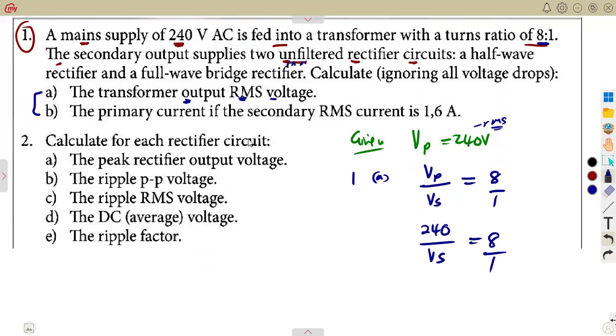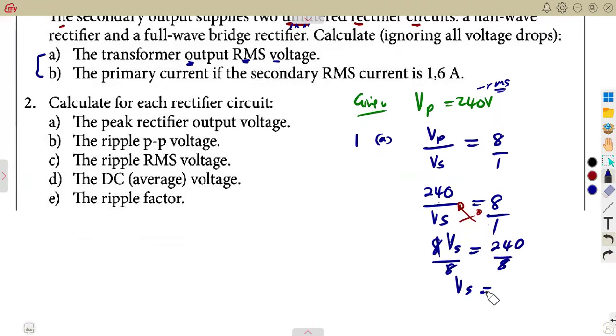As you can see, we formed an equation where we can solve for VS. Just cross multiply. That's 8 VS, then 240 times 1, which is 240. Simply divide by 8 on both sides. That gives you the voltage at the secondary side, which is the output, and this value is an RMS value. So that is 30 volts. So you're talking of the RMS value in that case.